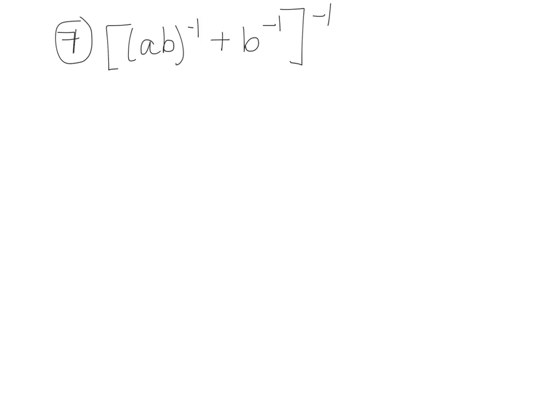Okay, last one, and there's many ways of going about this problem. Keep that in mind. The quantity ab to the negative first plus b to the negative first all to the negative first. So do not distribute that negative 1. Okay? I'll show you 2 different methods.